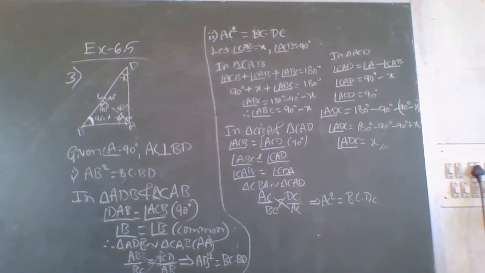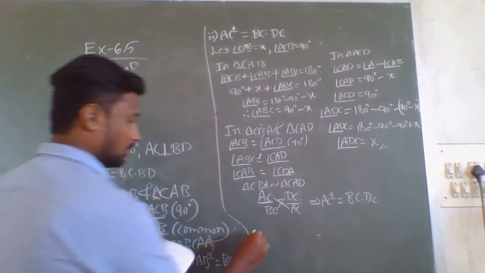In the third question, what is given here? AD square. The third one.